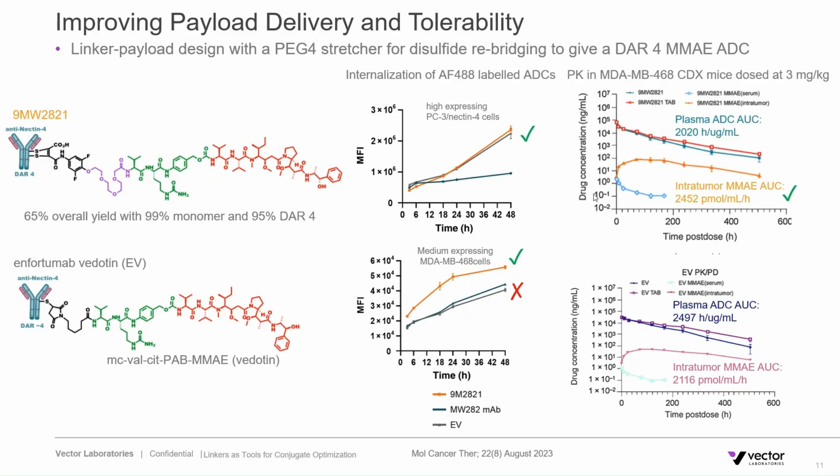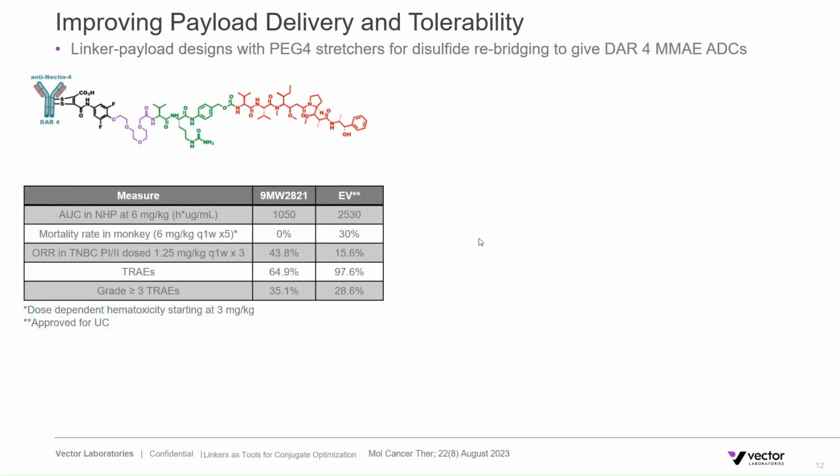Up to now, the examples have suggested that increased stability means increased exposure means increased efficacy. But in this case, the opposite is actually true. And a reduced systemic exposure of the ADC appears to indicate greater efficacy. So faster clearance and low exposure per se is not necessarily a bad thing, depending on what is doing the clearing. And in this case, it appears that the linker payload has increased the clearance by the tumor, which is a good thing. So this ADC was also evaluated in monkeys, and the reduced systemic exposure compared to EV was also noted here, and it had a lower mortality rate.